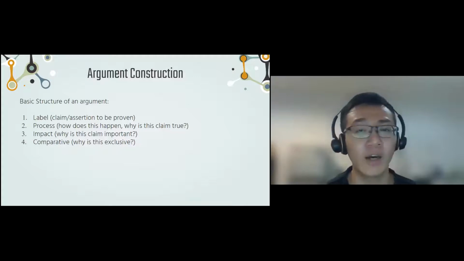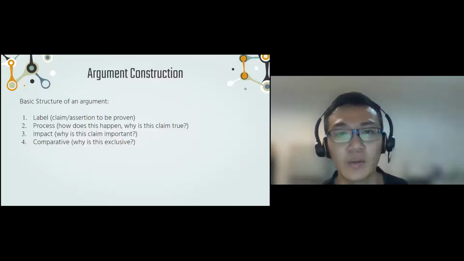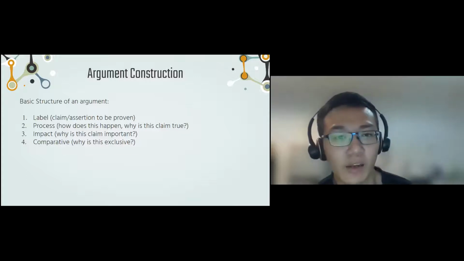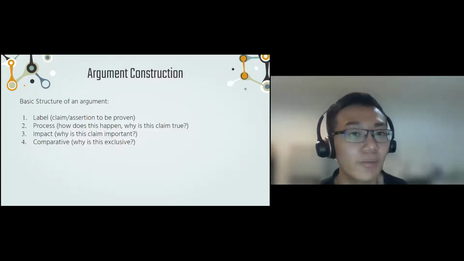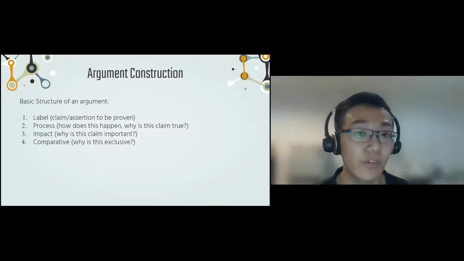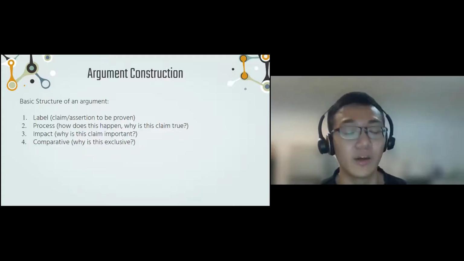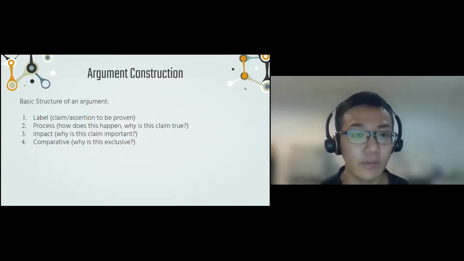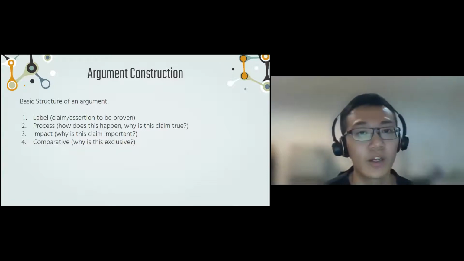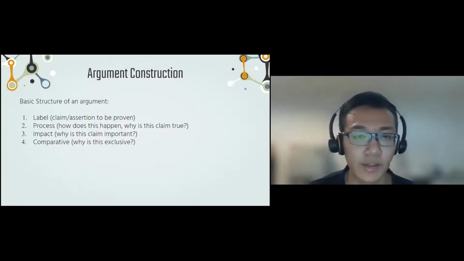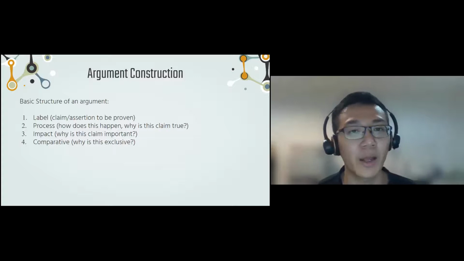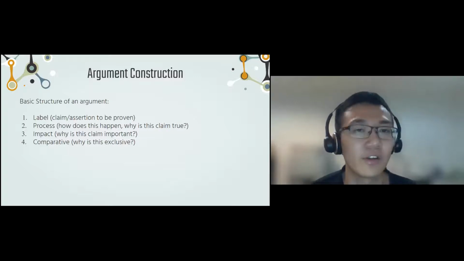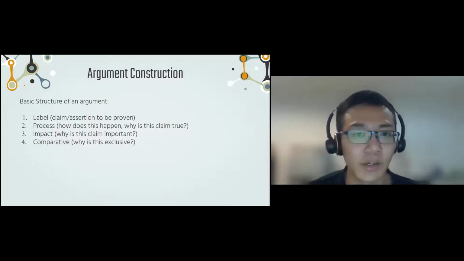And again, there are many ways to build an argument. There are many ways to structure it. You can put the impacts first before the mechanisms. You can put the comparative at the top. Some people like to frame the entire argument as a comparative in the first place. You can do that. It's up to you. I prefer to put comparatives at the end. So yeah, whatever floats your boat lah. But the core aspects of the argument must be present in order for it to hold water in the round.